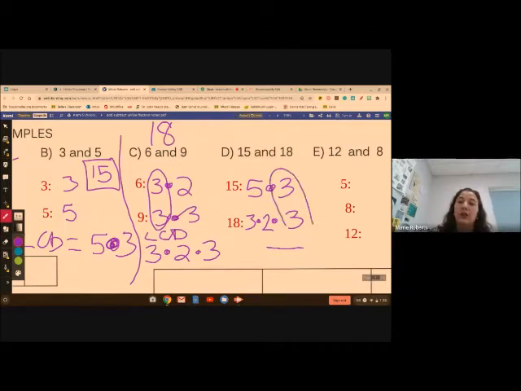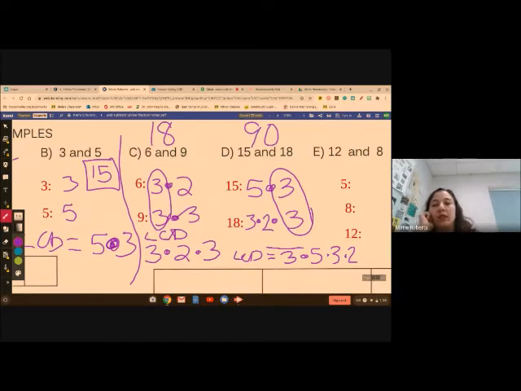It shares a 3, so my LCD will have one shared 3, an unshared 5, an unshared 3, and an unshared 2. You can put this in the calculator if you want. I'm gonna do commutative property of multiplication. 5 times 2 is 10. 3 times 3 is 9. 10 times 9 is 90. If you don't trust me, do it on the calculator. Sometimes I mess up.